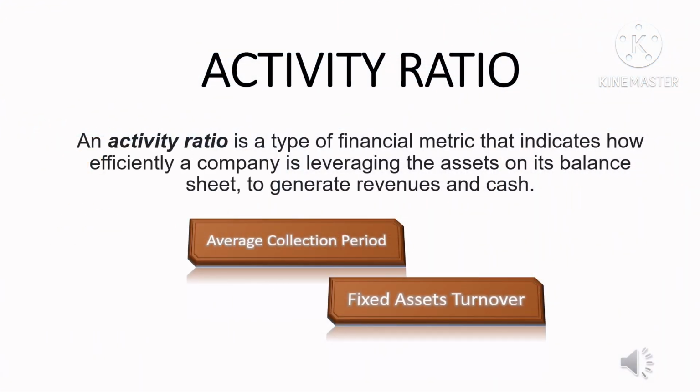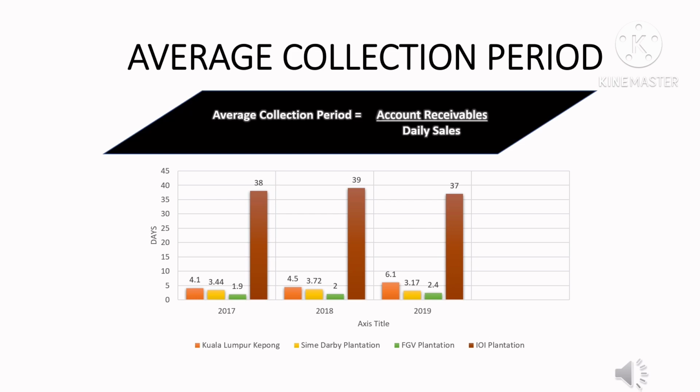Activity ratio is a type of financial metric that indicates how efficiently a company is leveraging the assets on its balance sheet to generate revenues and cash. Activity ratio is divided into 2, which is average collection period and fixed asset turnover. The bar chart shows the average collection period for different companies, which is Kuala Lumpur Kepong, Sime Darby Plantation, FGV Plantation, and IOI Plantation over the 3 years.